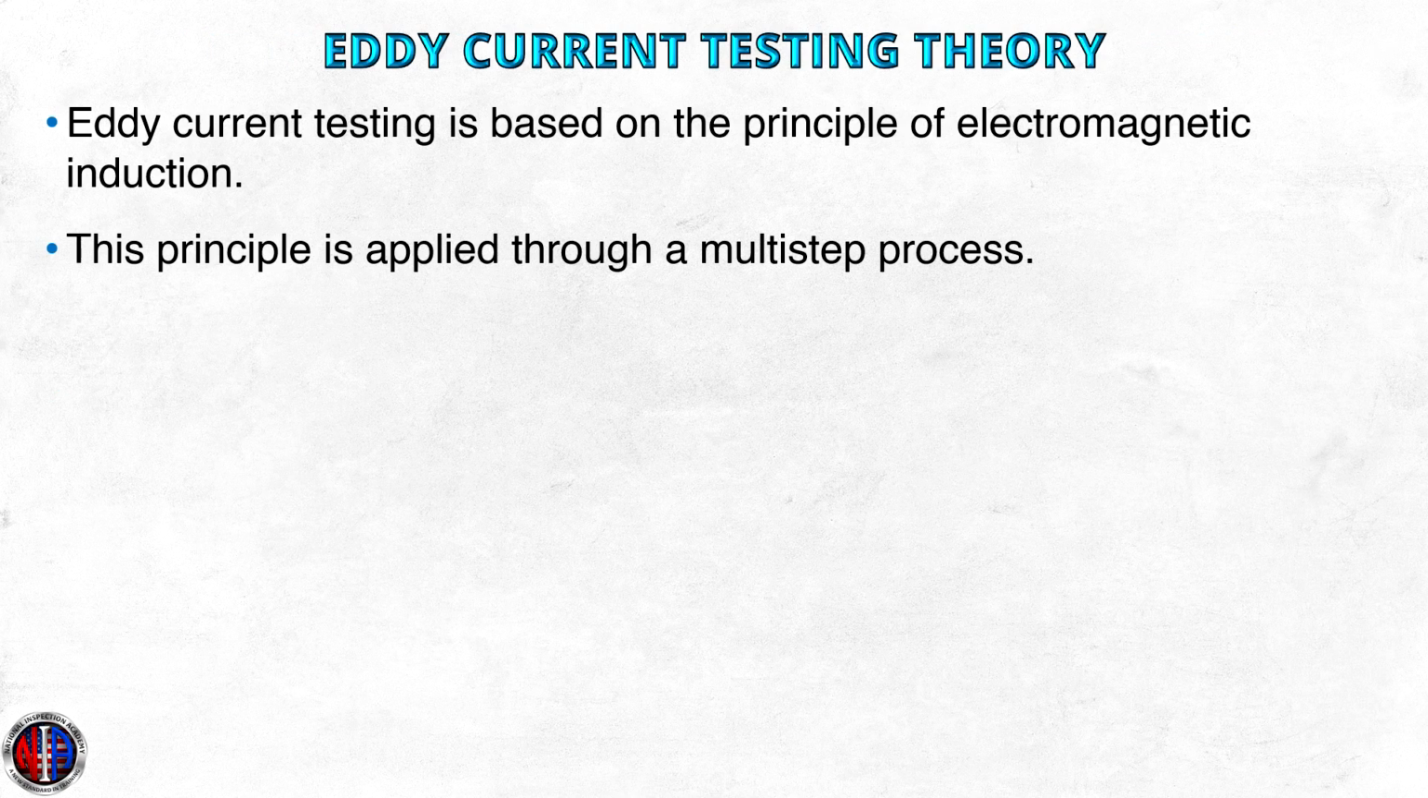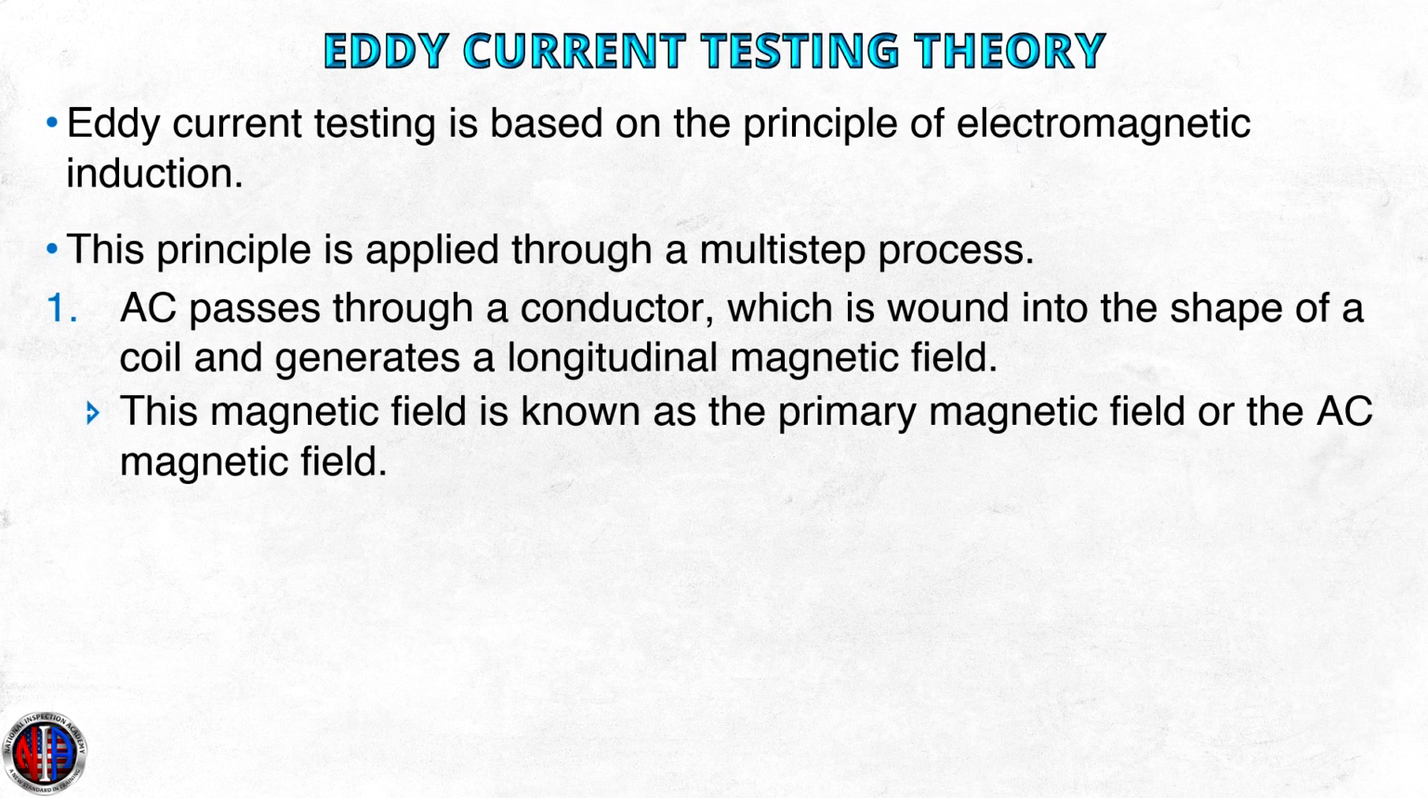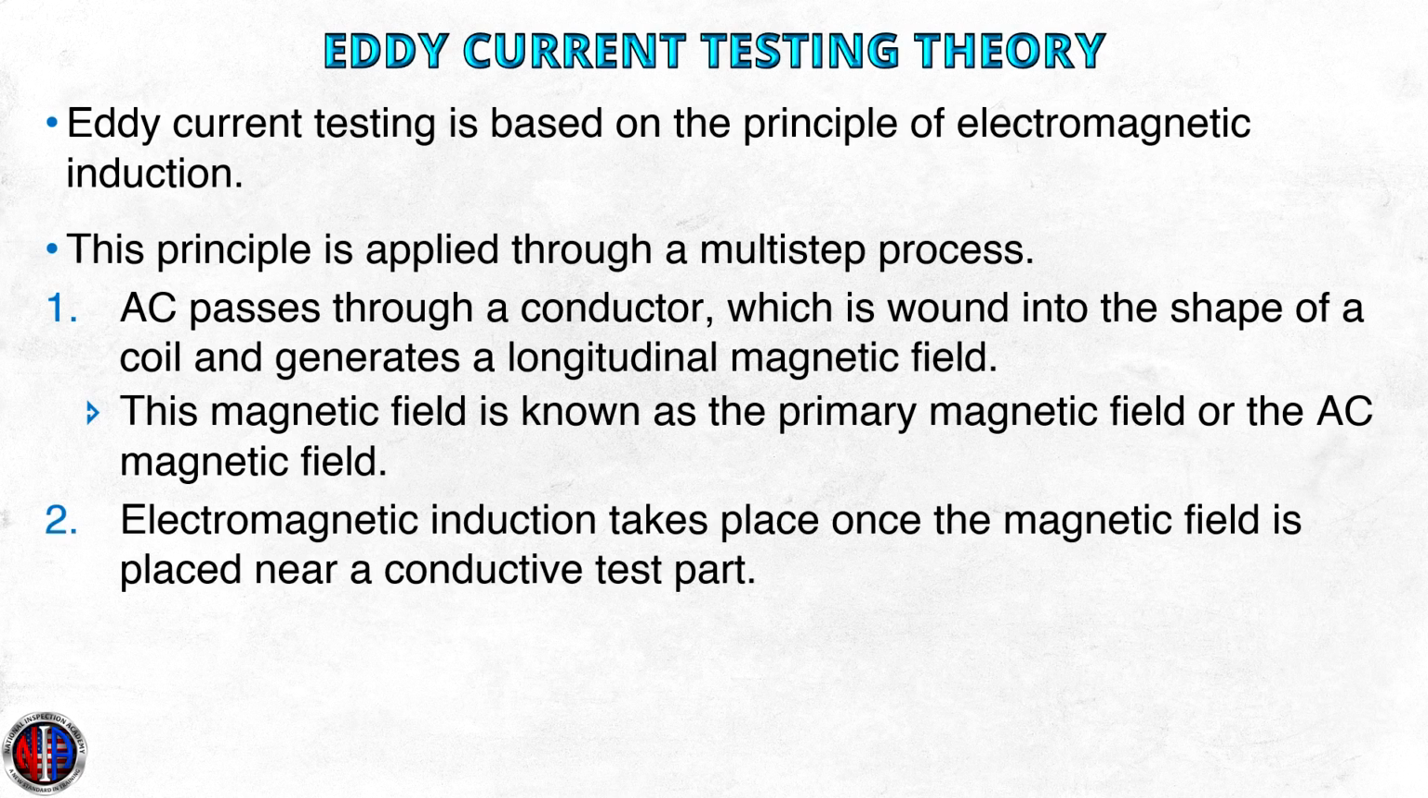Eddy current testing theory. Eddy current testing is based on the principle of electromagnetic induction. This principle is applied through a multi-step process. 1. Alternating current passes through a conductor, which is wound into the shape of a coil and generates a longitudinal magnetic field. This magnetic field is known as the primary magnetic field or the AC magnetic field.